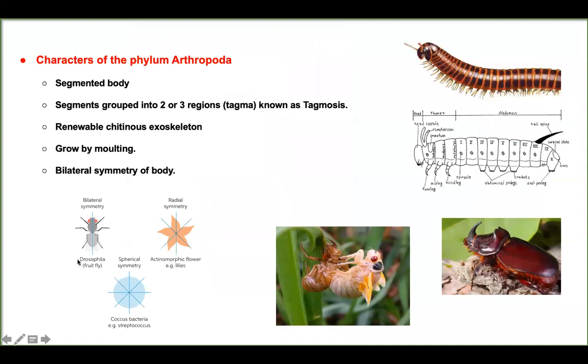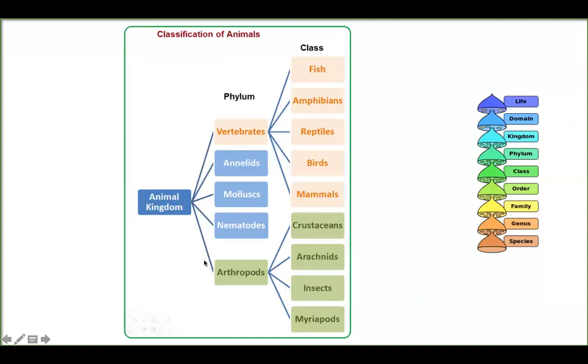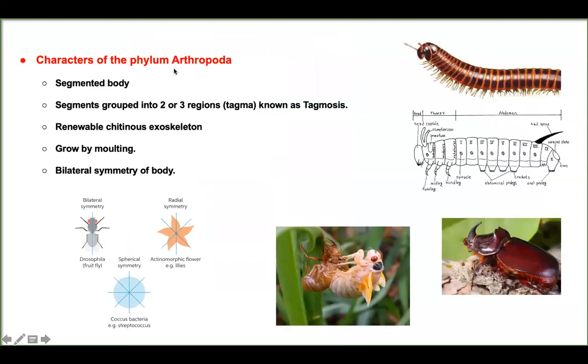Coming to the characteristics of phylum Arthropoda, we will be studying the characteristics of this phylum. When we talk about the characteristics of Arthropoda, we mean the characteristics of all groups, like crustacea, arachnida, insecta, and myriapoda. So what are the characteristics?